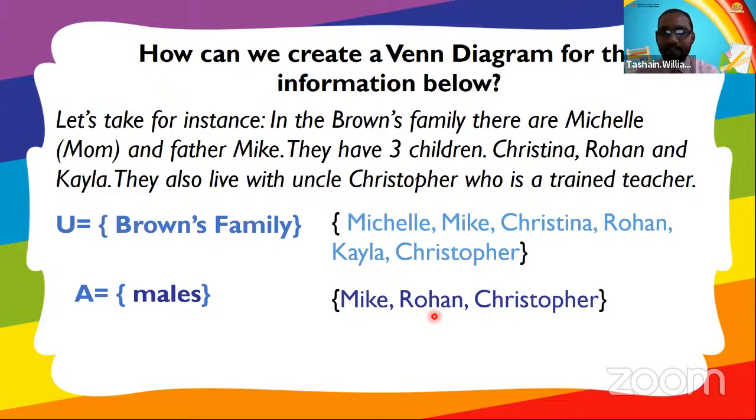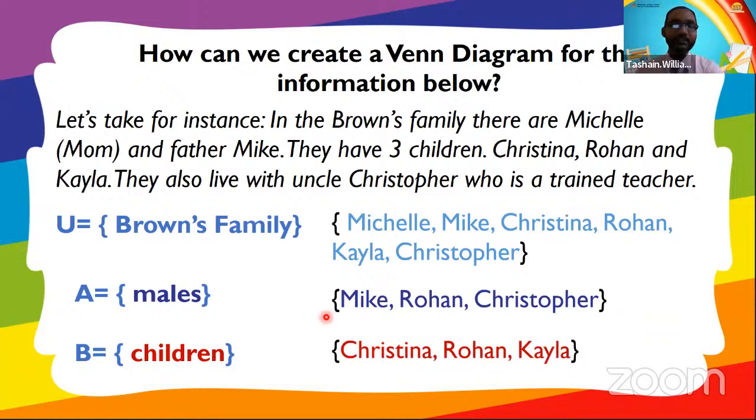Well done. Now, let's take another group from this Browns family. We have set B, which is a set of children. So set B is a set of children in the Browns family. List the members of set B, boys and girls. Remember, they are the children in the family. Remember to use your curly brackets. If you don't use your curly brackets, you lose a point. If you use your curly brackets, you get full marks. Good going, boys and girls. If you said Christina, Rohan, and Kayla is a set of children, you are indeed correct.